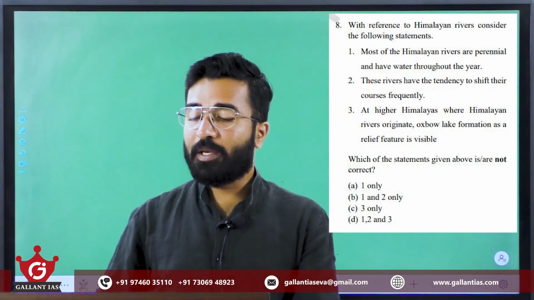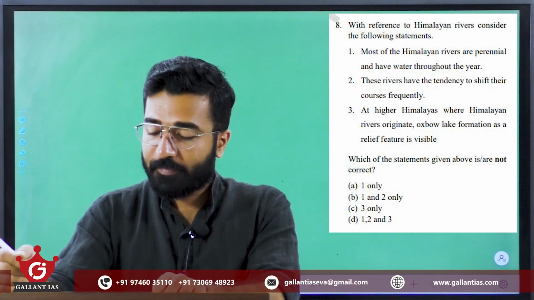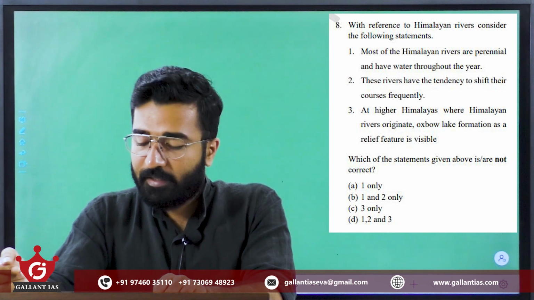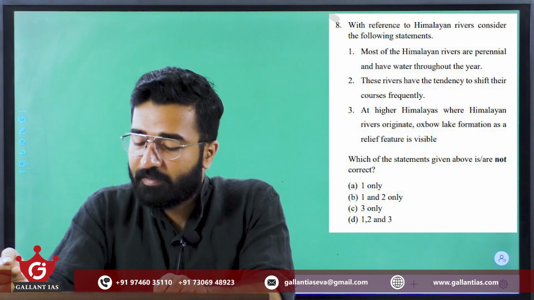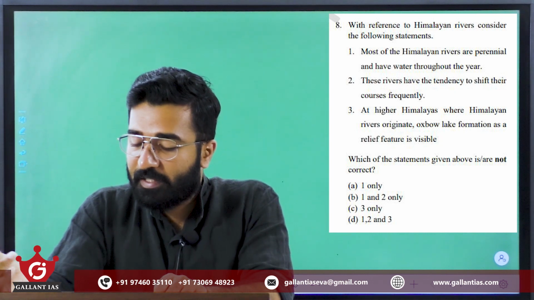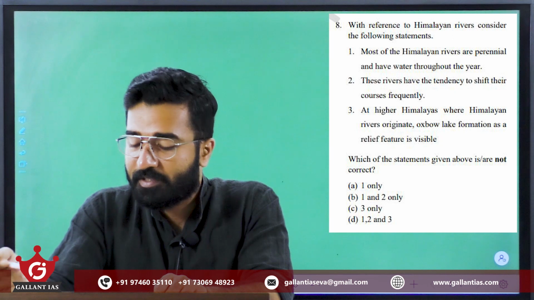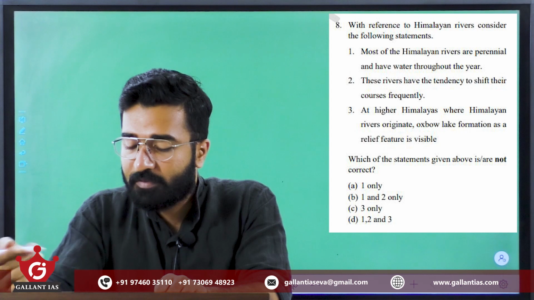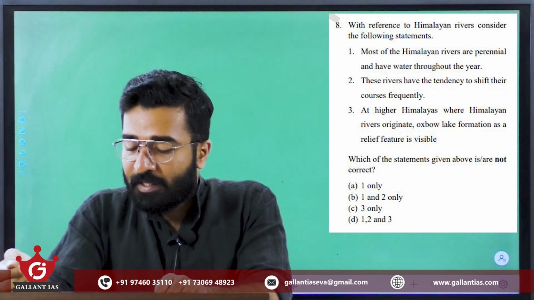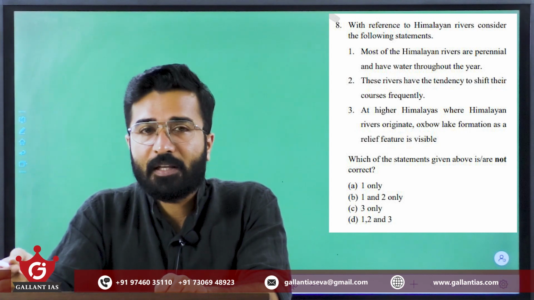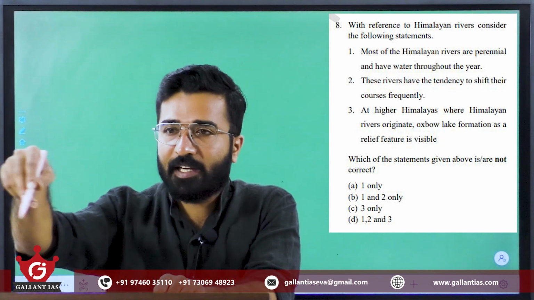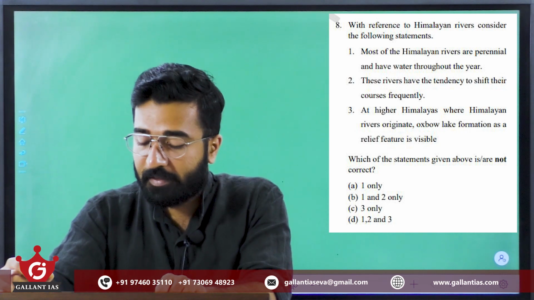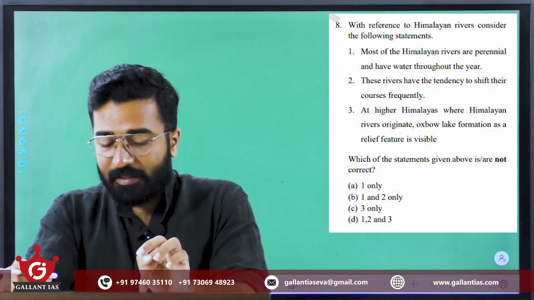8. With reference to Himalayan rivers, consider the following statements. Most of the Himalayan rivers are perennial and have water throughout the year. Even it is not an extreme statement, they have just mentioned most of the rivers. Even they have not said all Himalayan rivers. Normally almost all Himalayan rivers are perennial. To make it easy, they have just made it most of the Himalayan rivers. That is true. These rivers have the tendency to shift their courses frequently. We discussed this thing, they carry sediments, they deposit and then they change course. We have set the example of river Kosi, Sone of Bihar, etc. So second statement is correct.